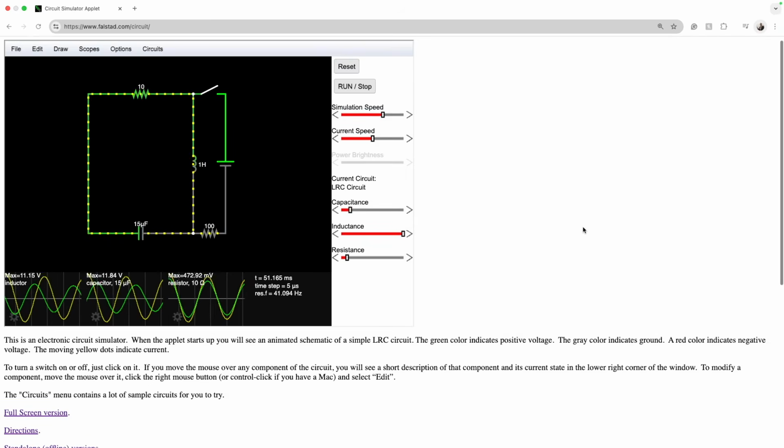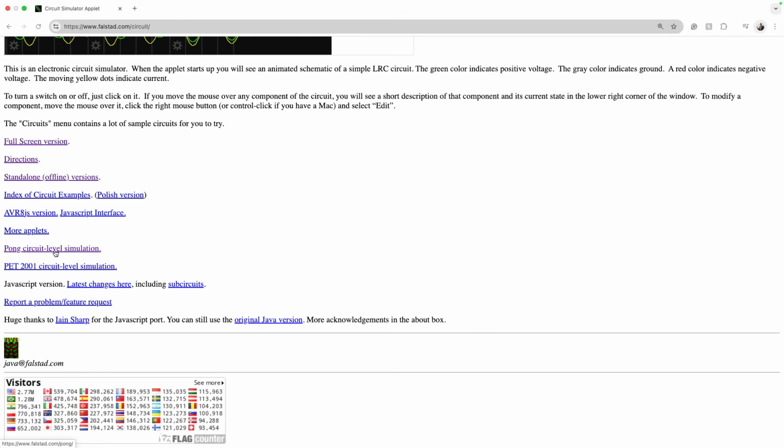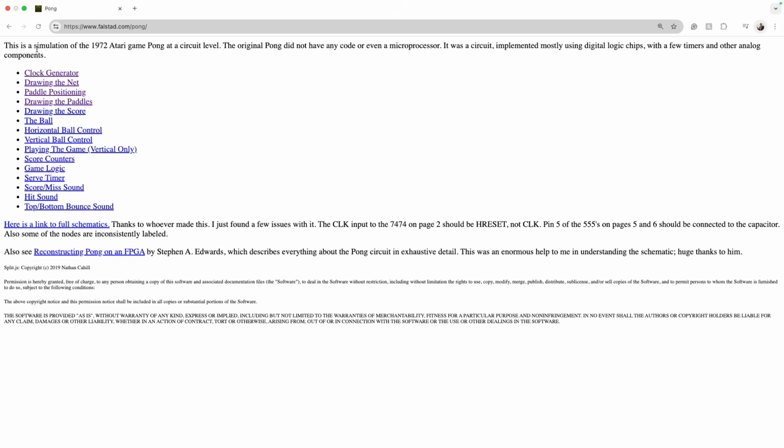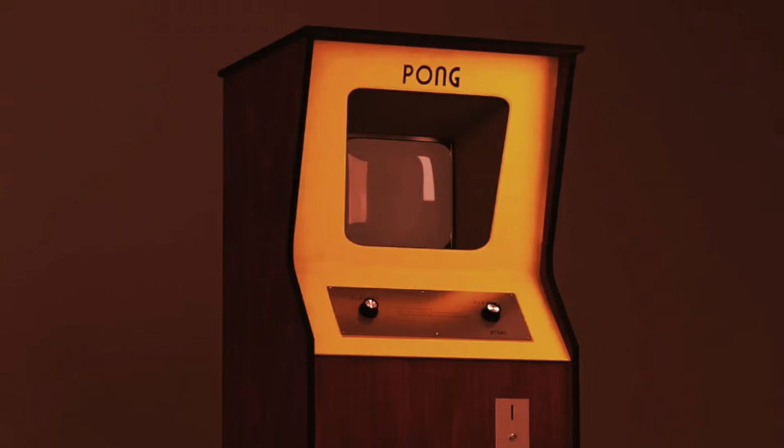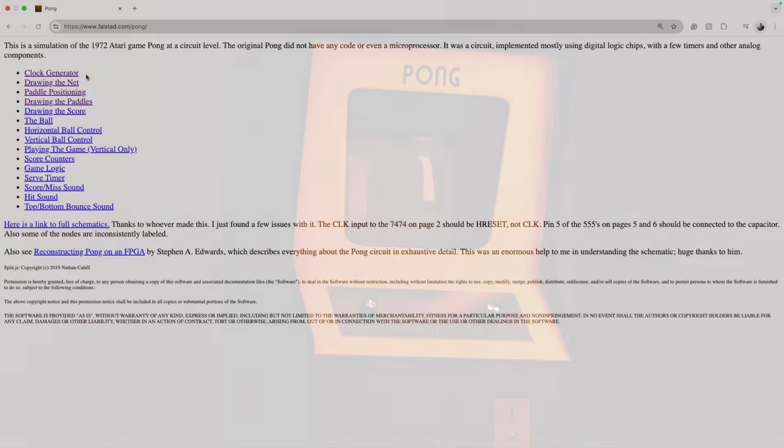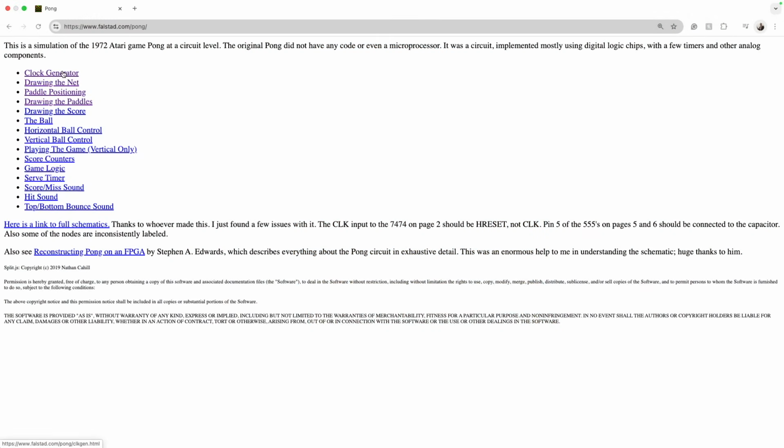If you come down here, there is this Pong circuit level simulation. If you click on this link, this is a simulation of the 1972 Atari game Pong at circuit level. So you know those big arcade machines with Pong? This is a simulation of that 1972 big cabinet, right? The Atari Pong game. And this is super cool. It's such a great learning tool.